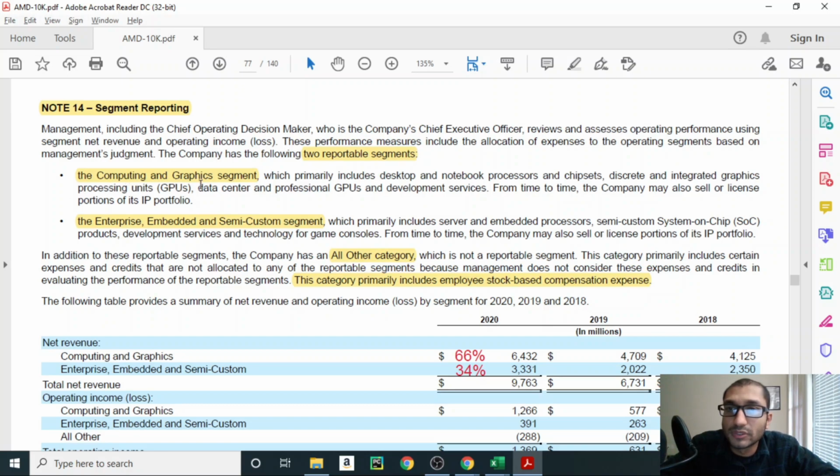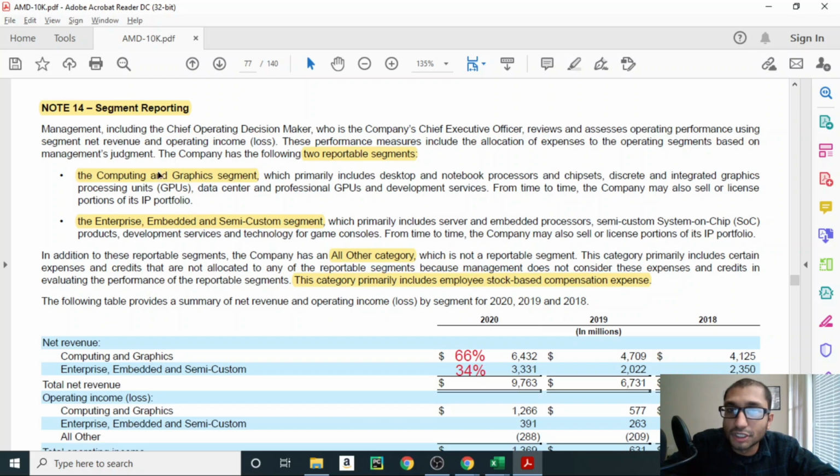The first one is the computing and graphics segment, which primarily includes desktop and notebook processors and chipsets, discrete and integrated graphics processing units, GPUs, data center and professional GPUs, and development services. It states that from time to time the company may also sell or license portions of its intellectual property portfolio. Second is the enterprise, embedded, and semi-custom segment, which primarily includes server and embedded processors, semi-custom system-on-chip products, development services, and technology for game consoles. Similar to the previous segment, the company also states that from time to time the company may also sell or license portions of its intellectual property portfolio.